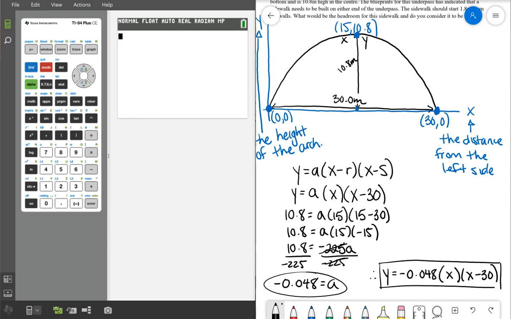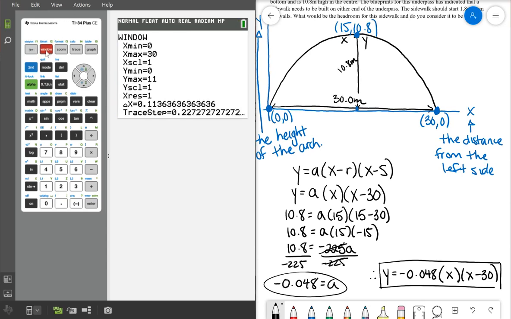I've actually already done that on the left side here. So when I go into y equals, here's my equation. We found our a value, and then we have our factors of x and x minus 30. Again, adjusting the window so that we can see it. Here, I've already kind of done that.